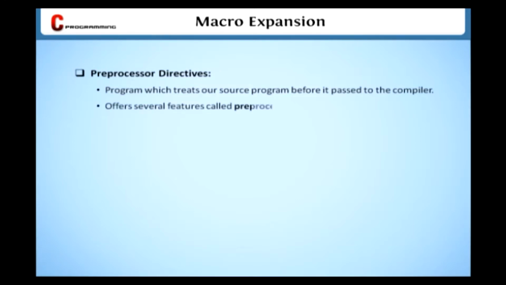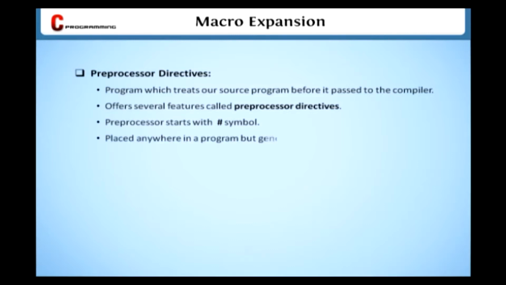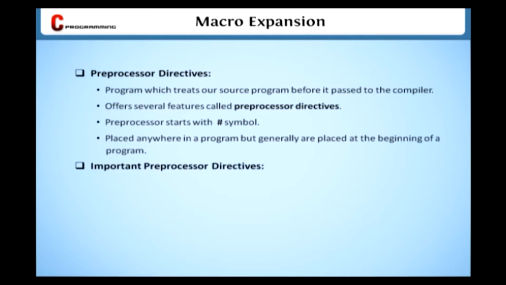The preprocessor offers several features called preprocessor directives. Each one of these directives of preprocessor starts with the # symbol. The directives can be placed anywhere in a program, but generally they are placed at the beginning of the program before the first function definition. There are three preprocessor directives available: macro expansion, file inclusion, and conditional compilation.